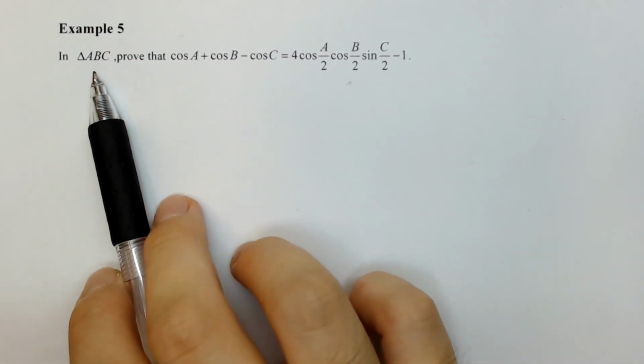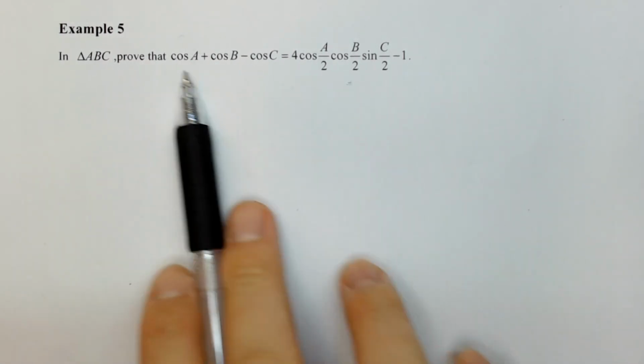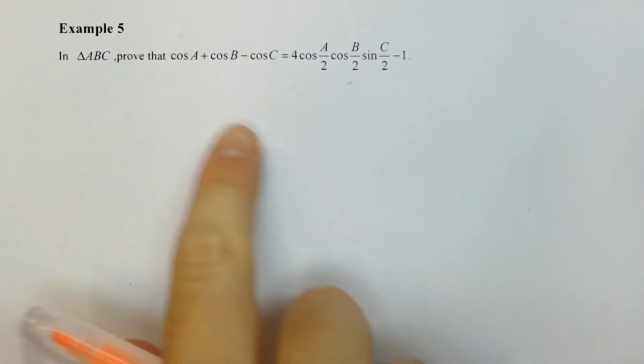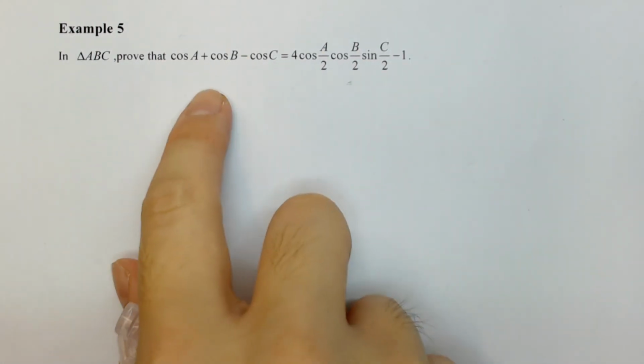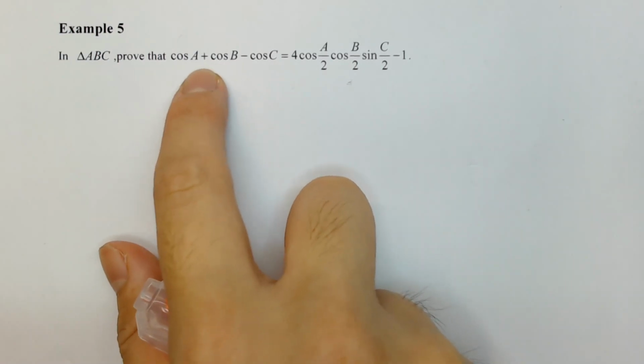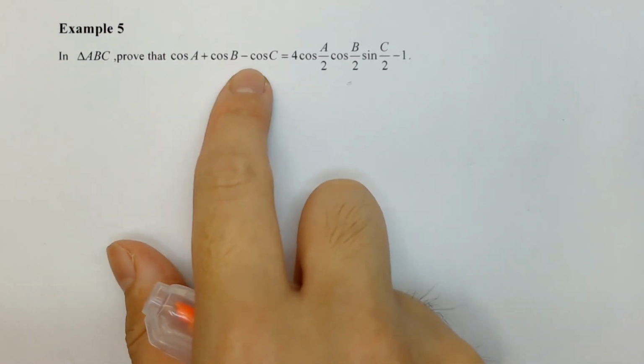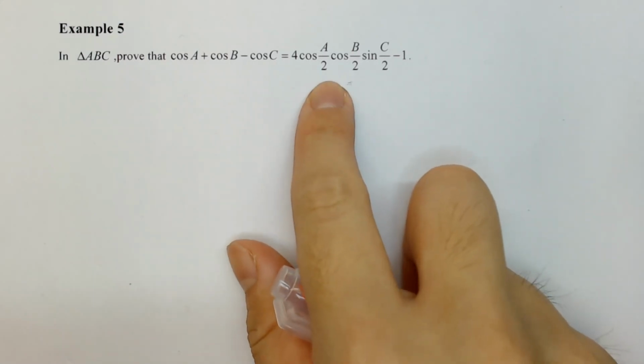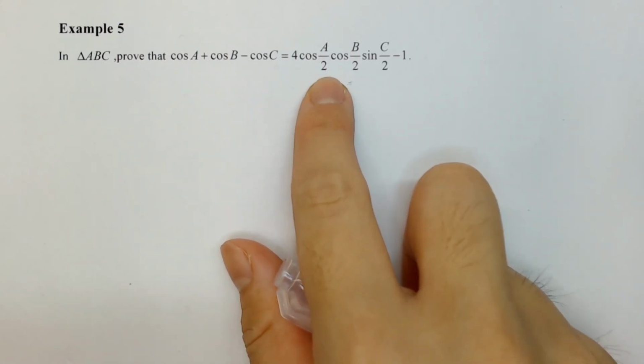In triangle ABC, you need to form this kind of relations. Now, you may be having difficulty in determining which side to start with, because this time you may think, oh, I can use the addition of two cosines, the subtraction of two cosines, right? And also, you can start with the right hand side.